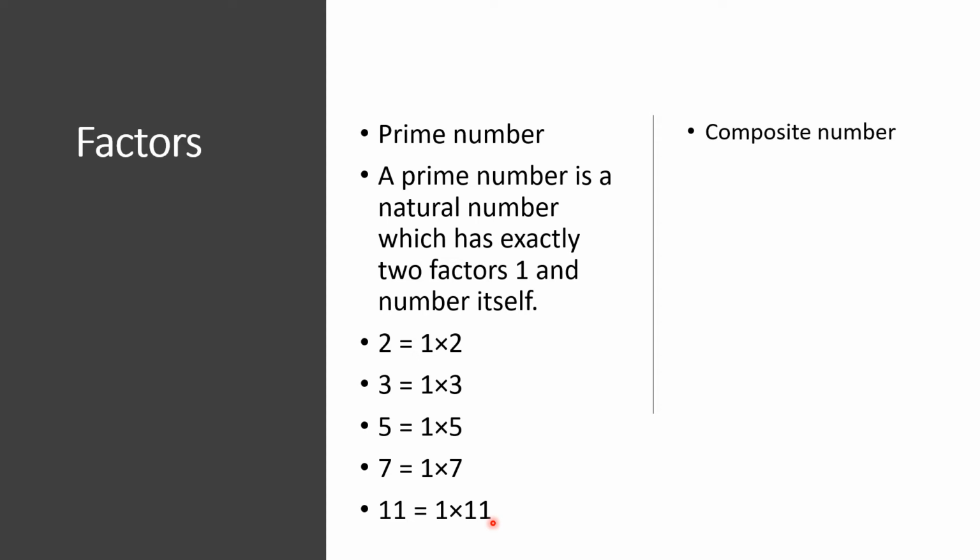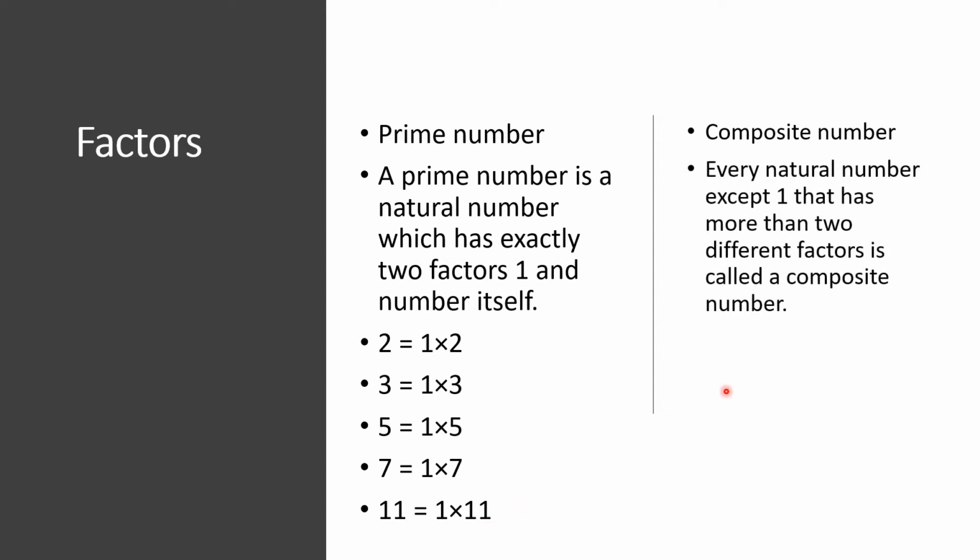Now, composite number. Composite number means every natural number except one that has more than two different factors is called a composite number. Here 6. And you know what are the factors of 6? At first 1 multiplied by 6 equals 6. It means 1 and 6. Then 2 threes are 6. It means 2 and 3 are factors of 6. And 3 twos are 6. It means 3 and 2.